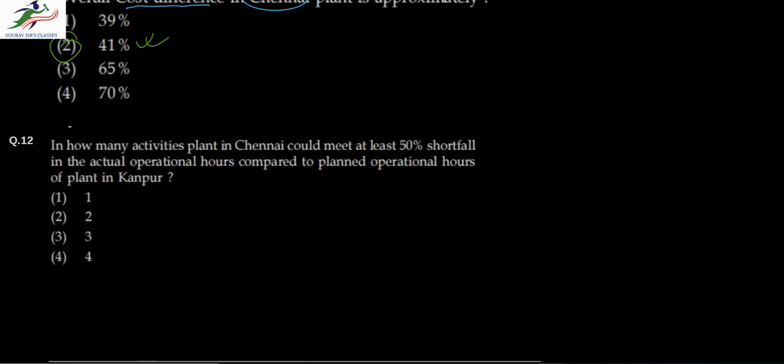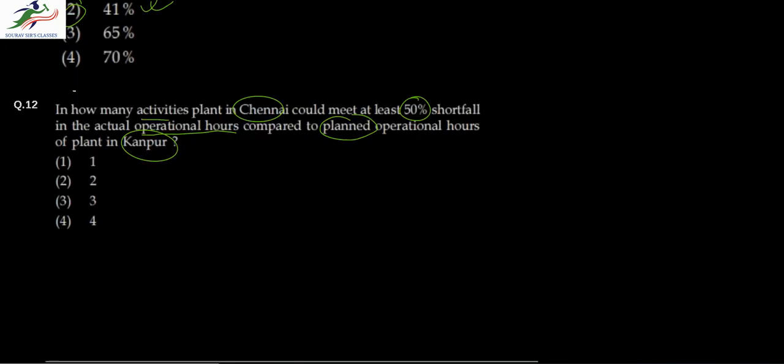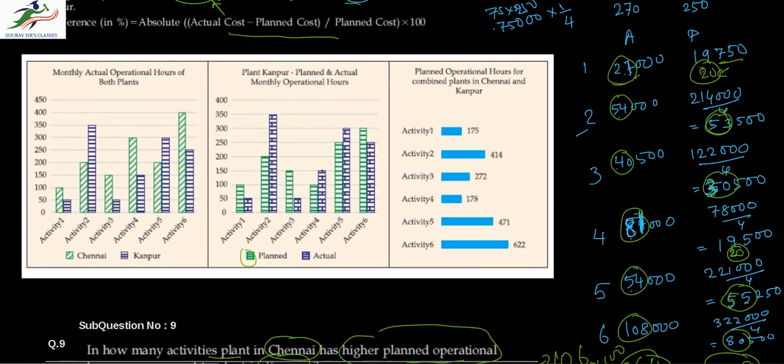We move to the last question, which says, in how many activities plant in Chennai could meet at least 50% shortfall in the actual operational hours compared to planned operational hours of plant in Kanpur? So in this case, we have to first see in which activities the planned operational hours of Kanpur plant was more than the actual hours of Kanpur plant. So planned is more than actual in Kanpur. Let's find out how many activities.